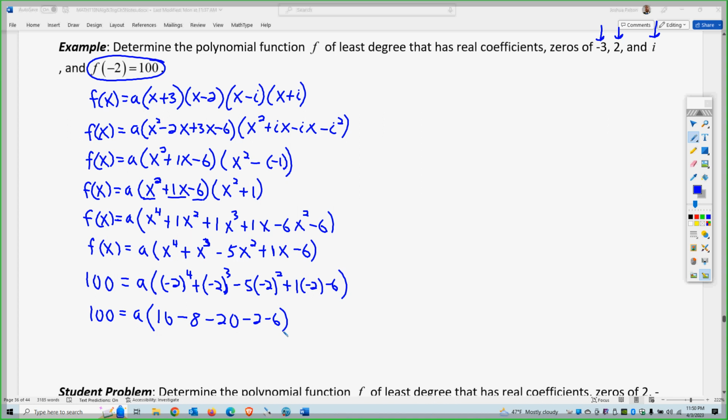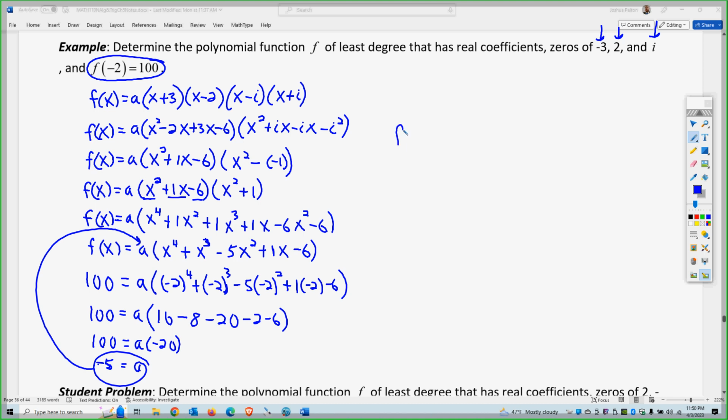So if I think about it, that'll cancel out, leaving me -20. So 100 equals a times -20. So if I divide by -20, a equals -5, right? -5, come on. So that's going to go back into here to get my actual real function, right?